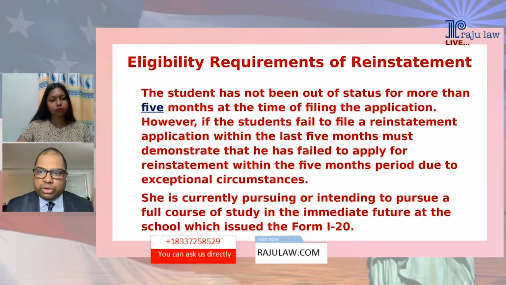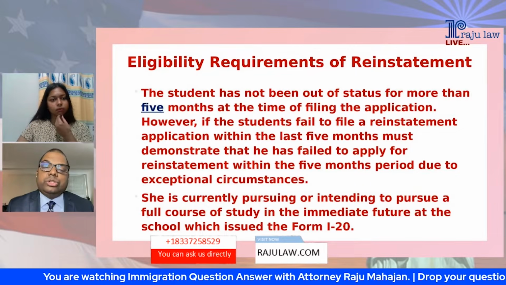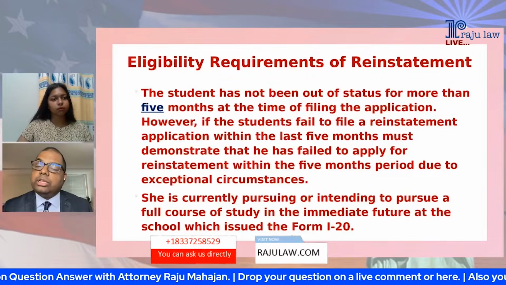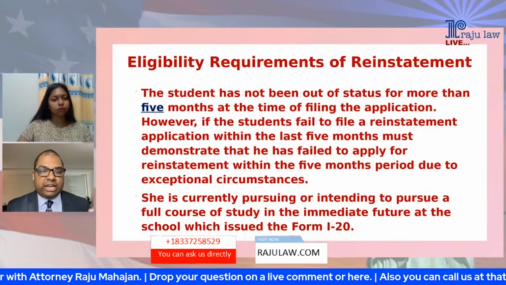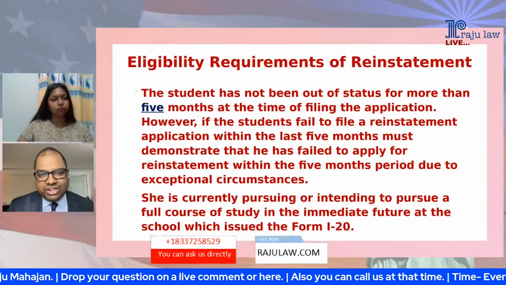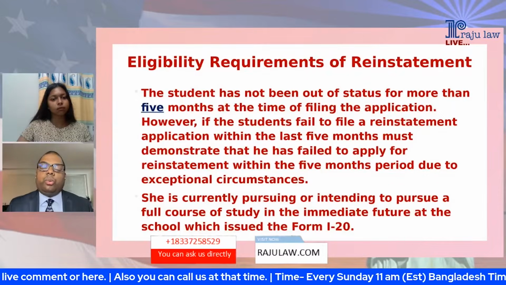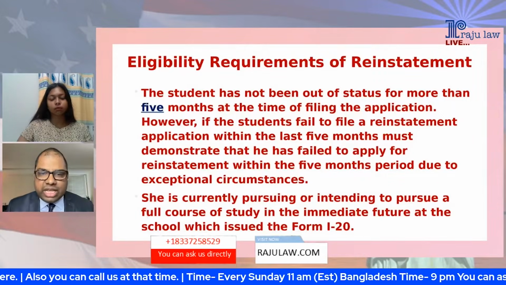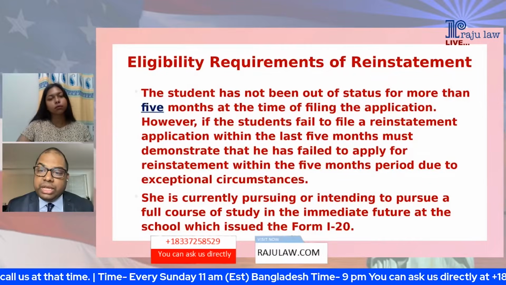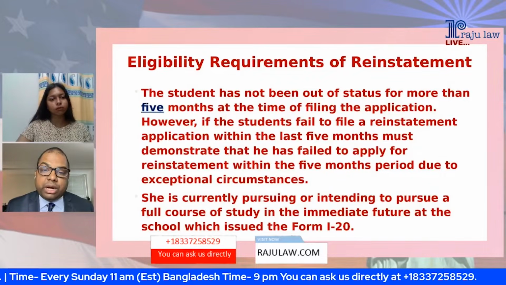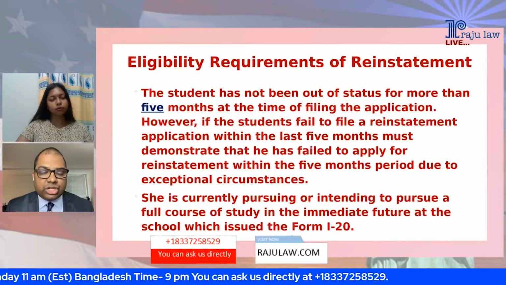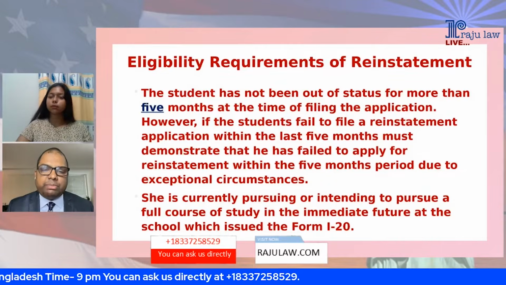What are the eligibility requirements of reinstatement? The student has not been out of status for more than 5 months. Here, you see, I put the 5 in a different color and I underline, meaning this is a very important number. So one of the main requirements is that you have not been out of status for more than 5 months at the time of filing the application. You have to do this within 5 months.